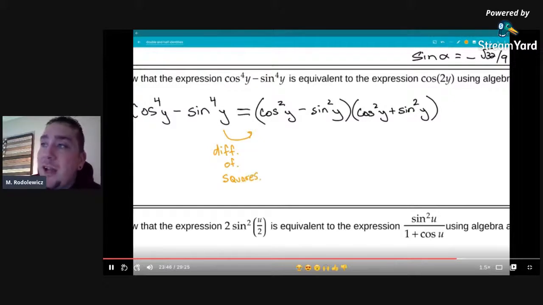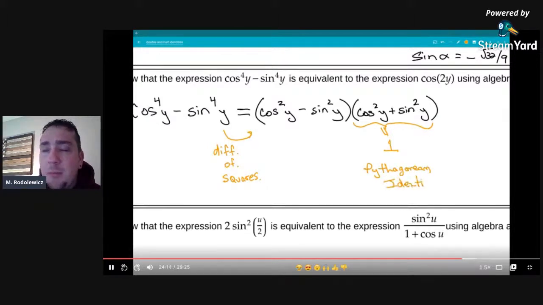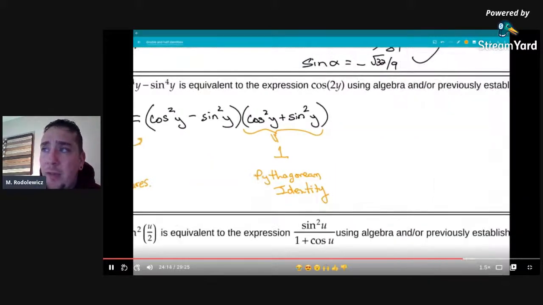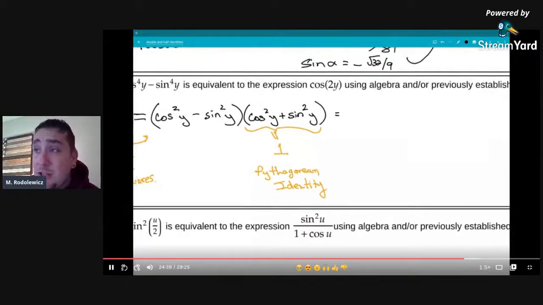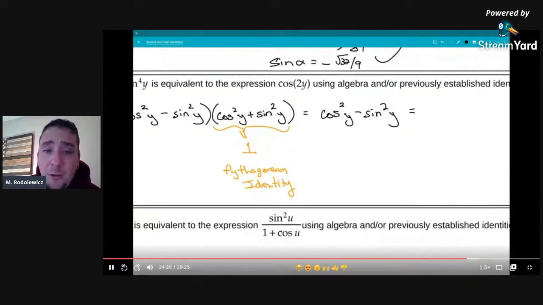Now, where can I go from here? Many, many legal steps. But I notice, hey, cosine squared plus sine squared makes 1. So I'm going to apply the Pythagorean identity and call that 1. Why? Because I have 12 years of experience and I've taken too many trig classes to know that's what I should do. That's not an obvious move. So if you're wondering, how did he know to do that? Exposure and practice.